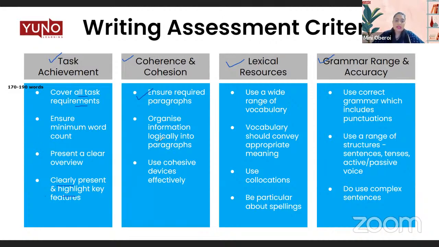Then organize the information logically into paragraphs. So automatically, we have to mention each and every visual input, the map, in a separate paragraph. It should not happen that if there are 2 maps given to you, you will just club them together in one paragraph itself. No, we must individually allocate them different paragraphs to give better, structured details. Then use cohesive devices effectively.